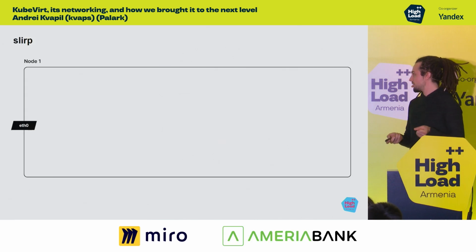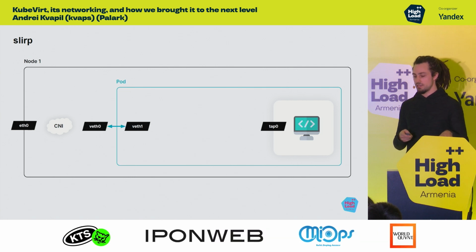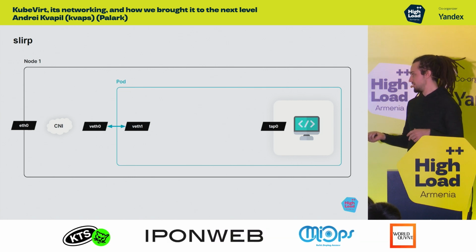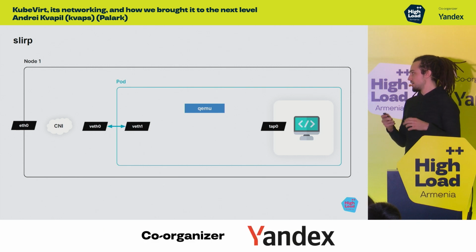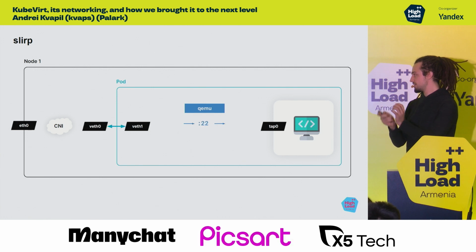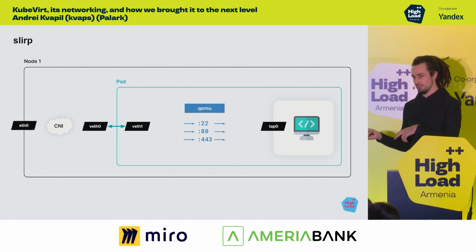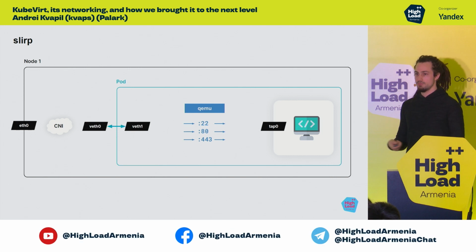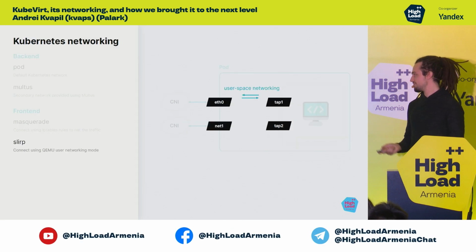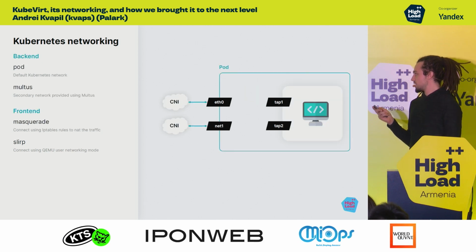To make it work, we can see the same scheme. We have a virtual machine, and to redirect all the traffic from outside the pod to inside the virtual machine, we have a QEMU process binding to the TCP ports, which you also have to specify in the virtual machine spec. And all those ports will be redirected to the virtual machine. But to be honest, this mode has really poor performance. Slirp can also be used just with pod networking.